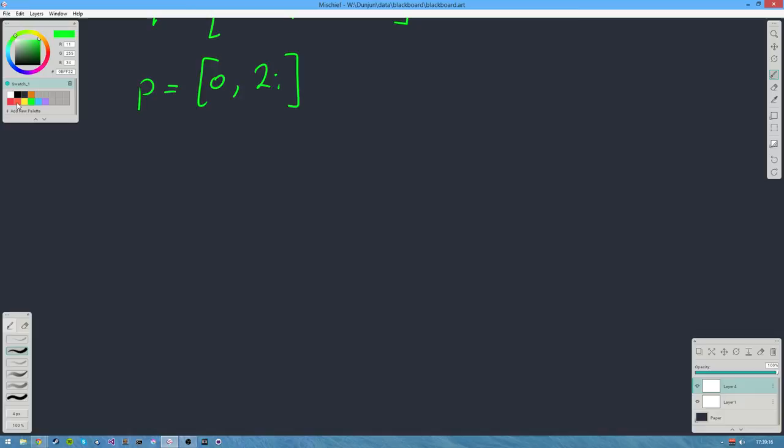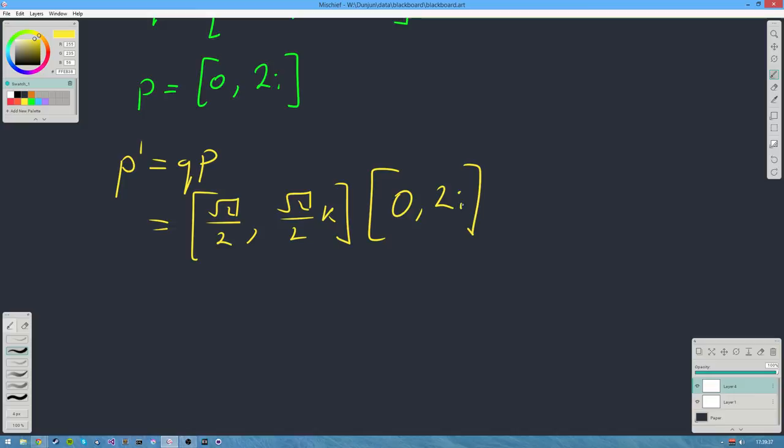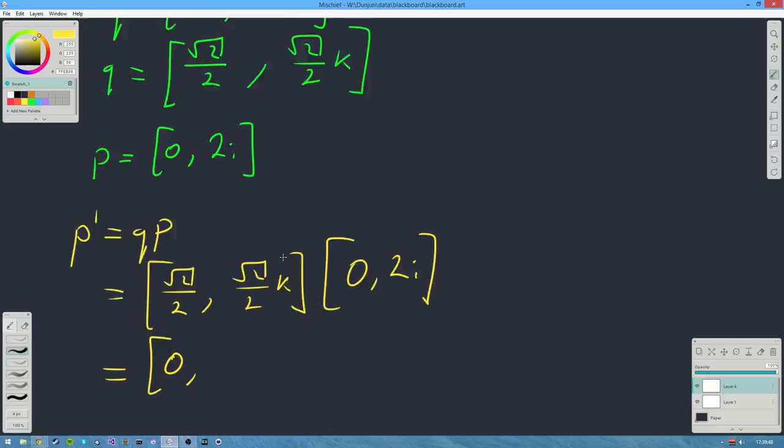I'm going to change to a different colour because this green's getting a bit bold. Let's go to yellow. So this means that P prime equals QP. Let's multiply root 2 over 2 plus root 2 over 2 k, multiplied by 0 plus 2i. That's what P is, it's perpendicular to k, they're both perpendicular to each other. So when we multiply these out, going back to that equation, I'm going to expand that out.